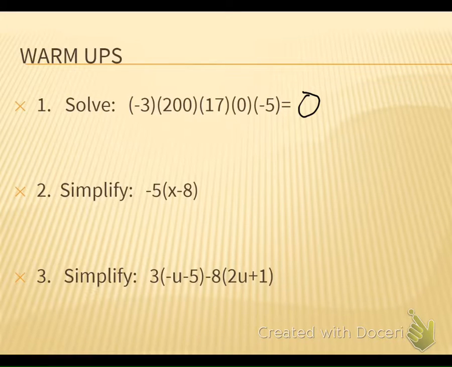On number 2, what property are we using? Distributive property. So I'm going to distribute that -5 to both of these. When we do this, we have -5 times x, which gives me -5x. And then -5 times -8, yep, plus 40. Nice job, you guys.